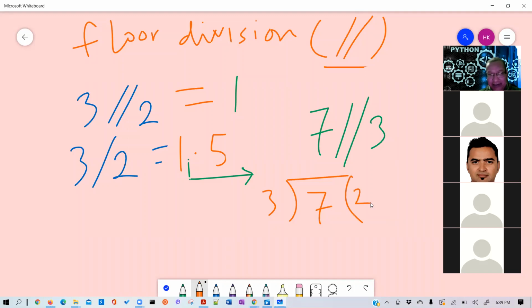2.33. Okay, 3 times 2 is 6, then 1, and if you add a point, 10, 3, 3, 9, 3, and 3, 3, and it goes on. So what's the floor of this? 2 is the floor. So your answer should be 2. Let's test it out.